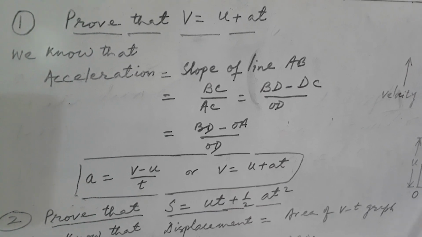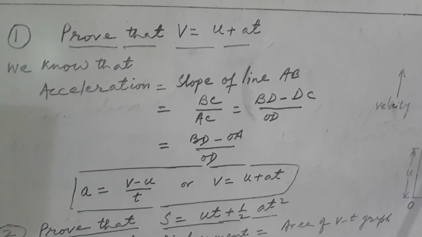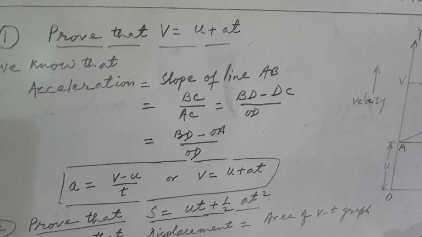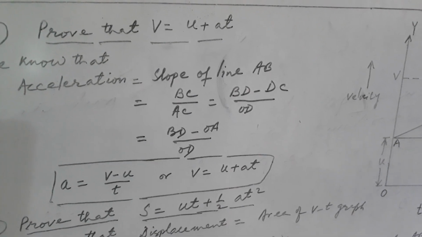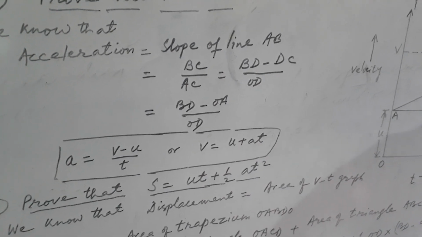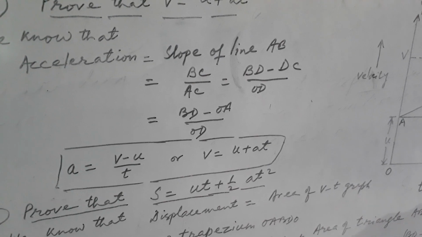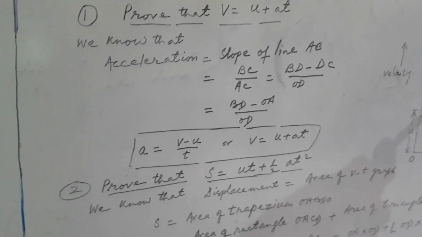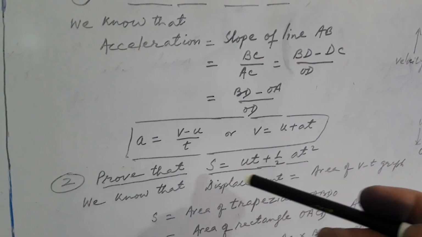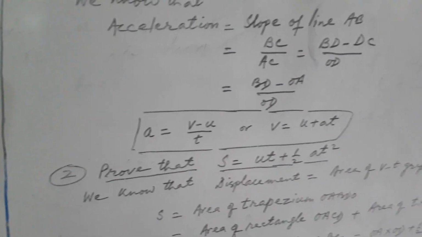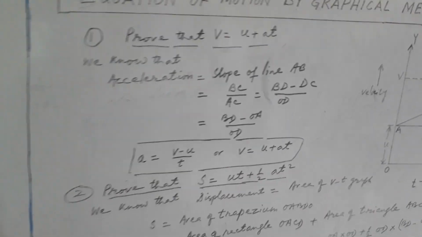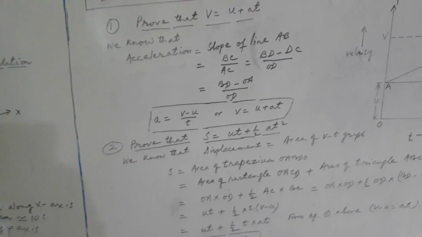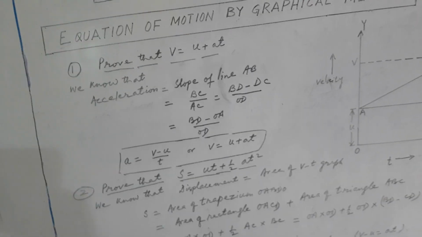Whenever we want to write the slope of a line, anywhere you can take the ratio perpendicular by base. So the slope of line AB is BC by AC, and BC is replaced by BD minus DC, and AC is replaced by OD because AC equals OD. Now putting the values, BD equals v and OA equals u, we get v minus u by t, or v equals u plus at. So what did we do in this derivation? We simply wrote acceleration equals the slope of the line. We utilized the concept of how to find the acceleration using the VT graph.